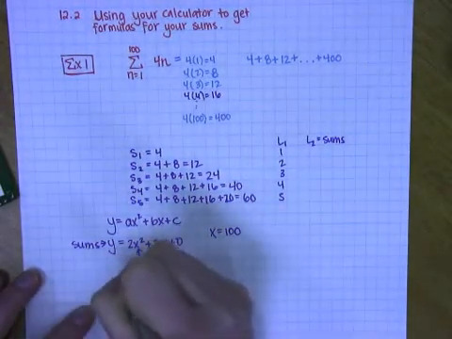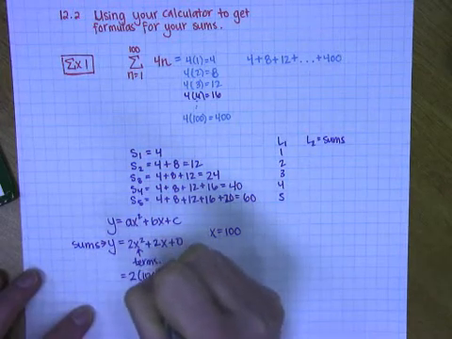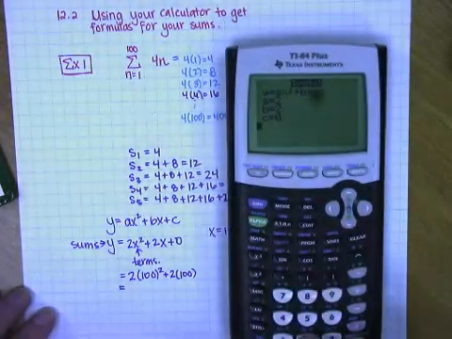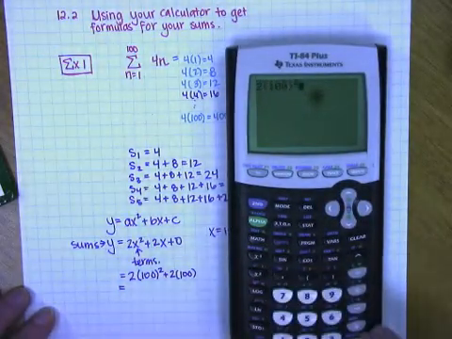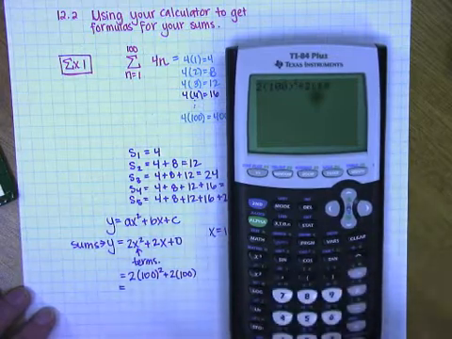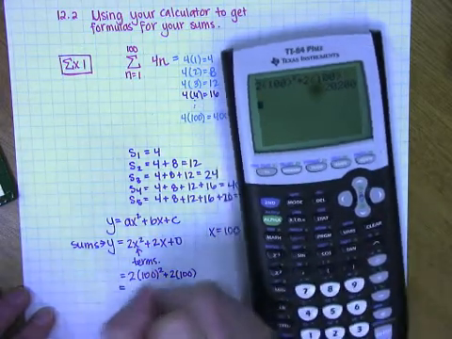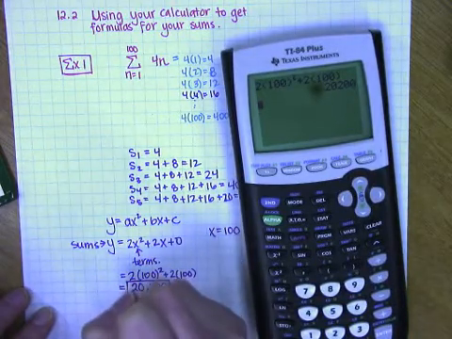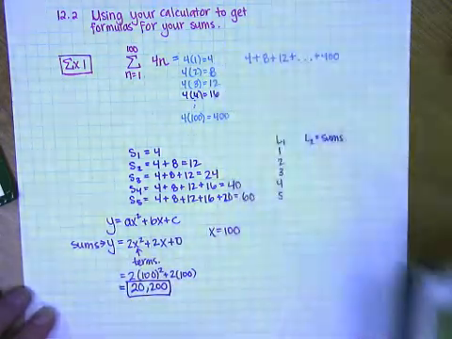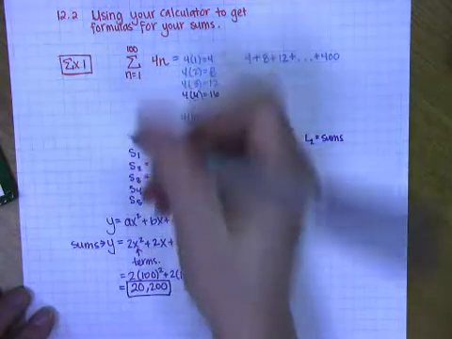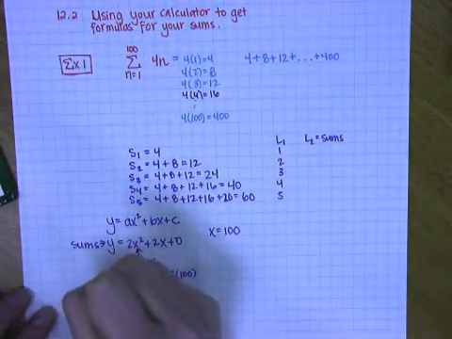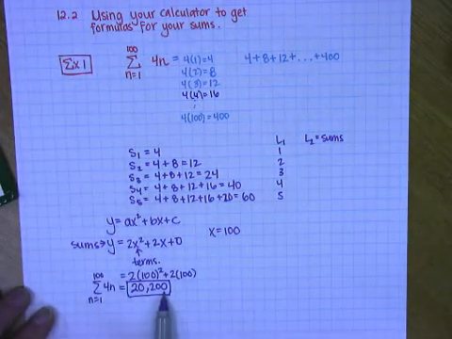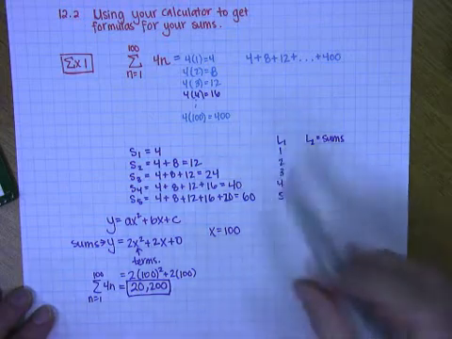So I have 2 times 100 squared plus 2 times 100. Well, let's do the math there. 2 times 100 squared plus 2 times 100. And I get 20,200. Which sure enough is what my sigma is equal to. So this guy up here, my sigma of 4n from n equals 1 to 100, the sum of my first 100 terms, is 20,200.